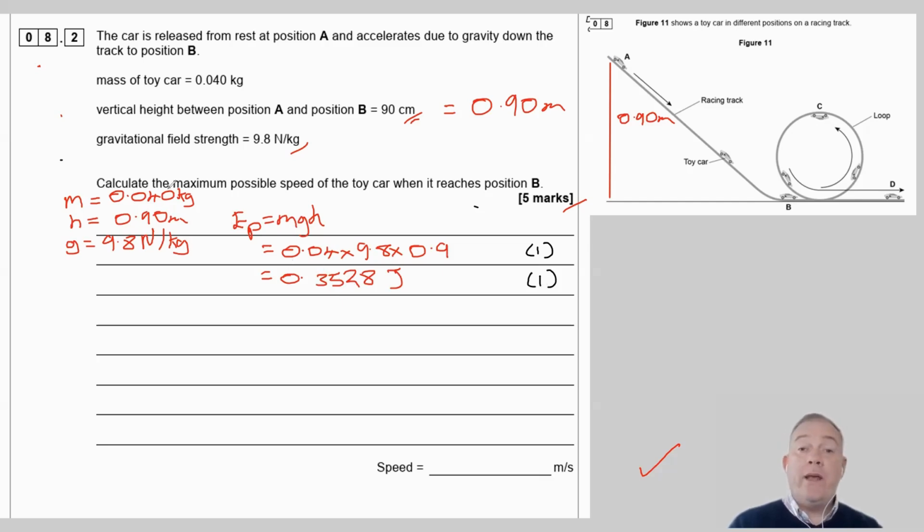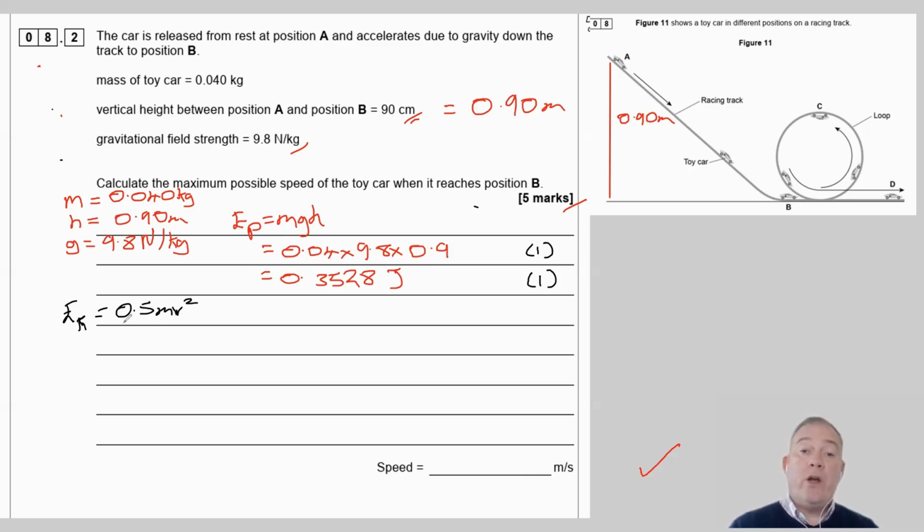Okay, so we need to work out the possible speed. Right, I'm going to use a black pen for this next one. So what equation do we have? What energy equation can we have that has speed in it? Well, I look at my sheet and I see that it is the kinetic energy equation, 0.5 mass times velocity squared. Velocity is our speed. That's what we're going to need here.